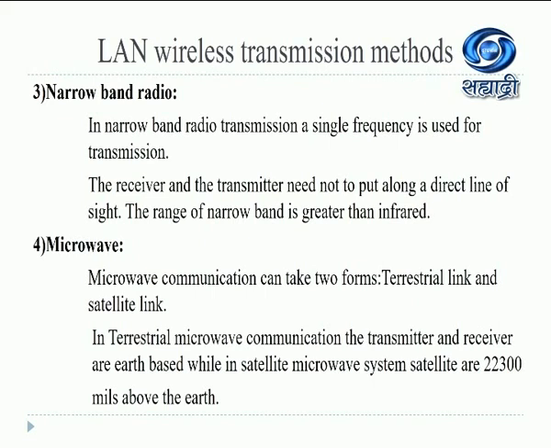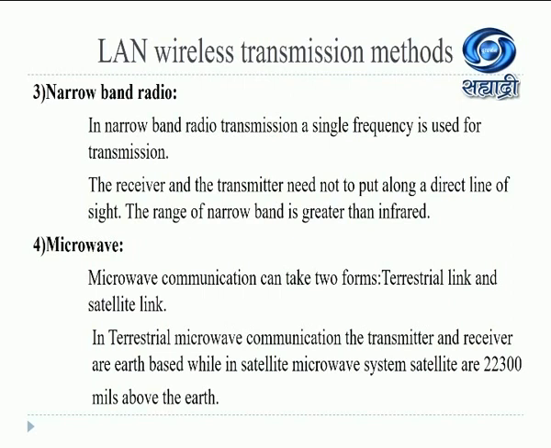The third wireless method is narrow band radio. In narrow band radio transmission, a single frequency is used for the related data transmission. The receiver and the transmitter need not be placed along a direct line of sight. The range of the narrow bandwidth is greater than infrared rays. So if we are sending a message, it can be directly placed with the help of this narrow band radio. The transmission is with the help of a single frequency, and that frequency is sent directly through a channel.